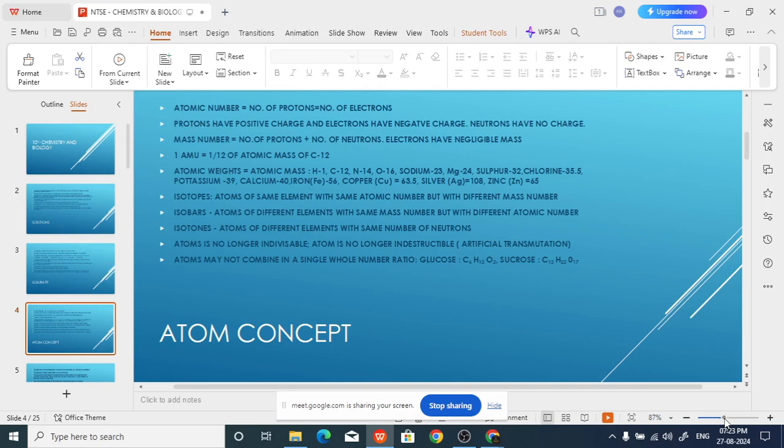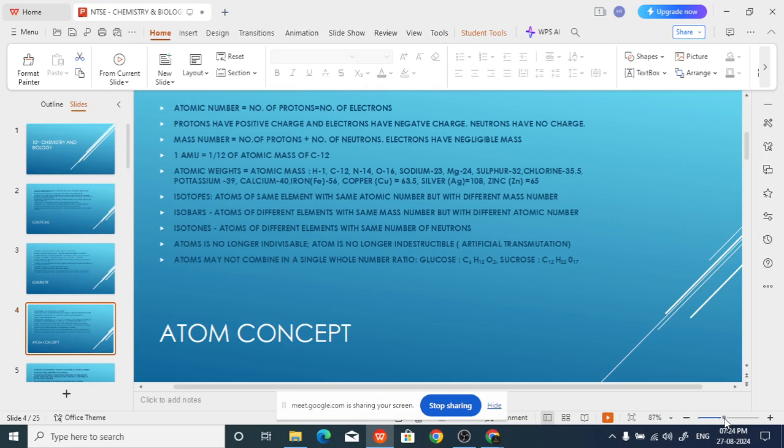Atomic number is equal to number of protons is equal to number of electrons. Protons have positive charge and electrons have negative charge. Neutrons have no charge. Mass number is equal to number of protons plus number of neutrons. Electrons have negligible mass. 1 AMU is equal to 1 by 12 of the atomic mass of carbon 12. Atomic weight is equal to atomic mass.